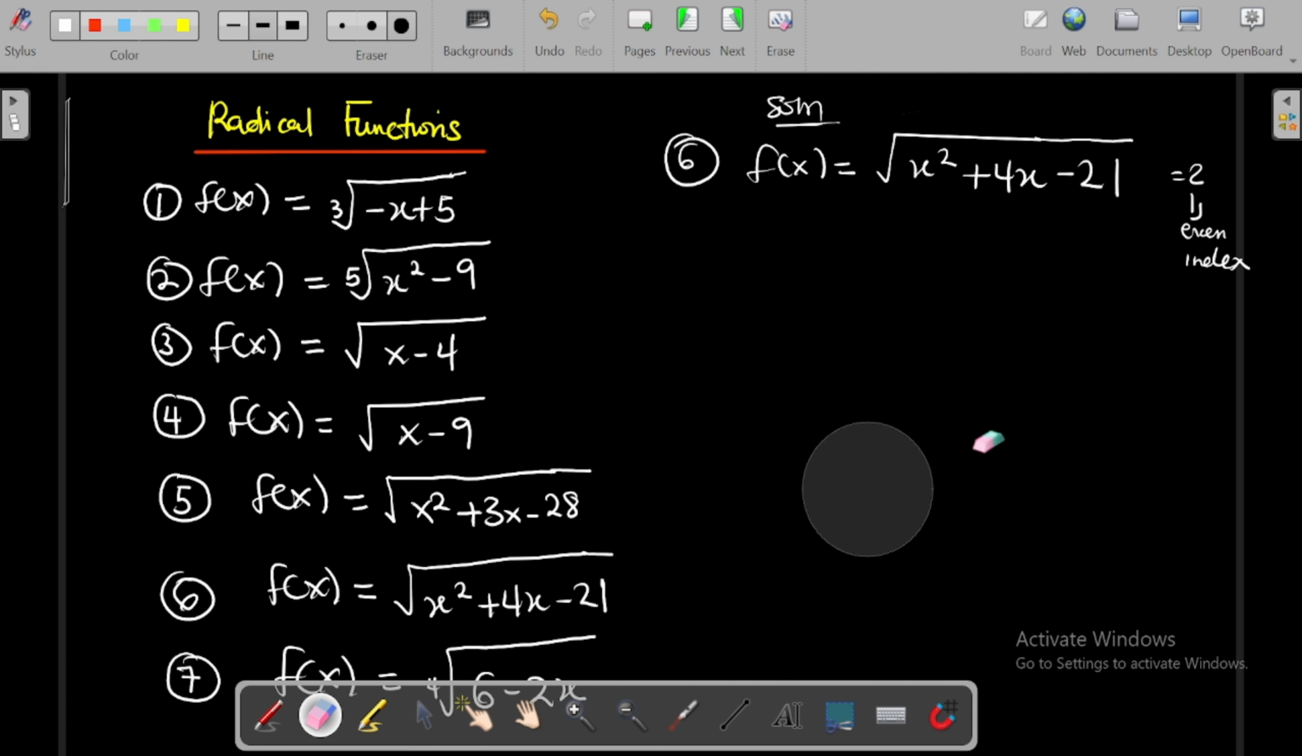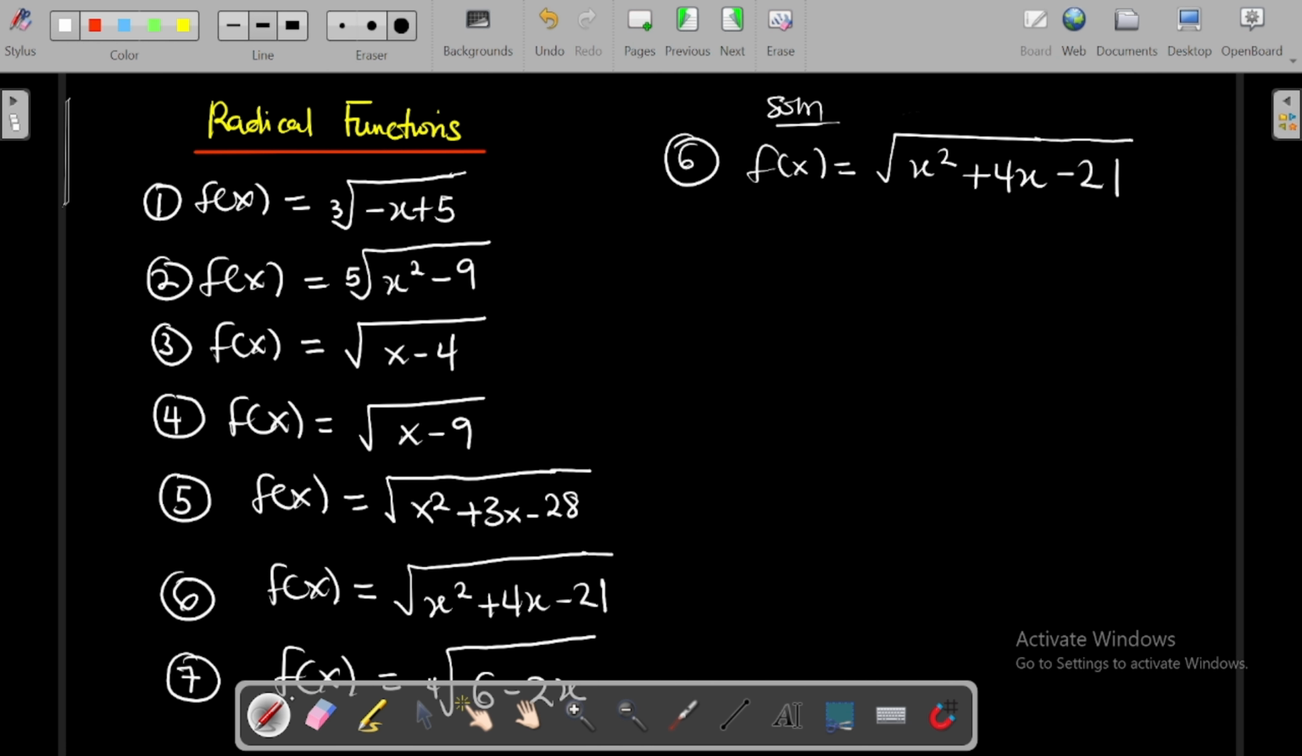Because it's an even index, it means that we have to equate what is inside the root greater than or equal to 0, because we don't want to have a negative value in the square root. Okay, so we equate it greater than or equal to 0. With the same principle of solving quadratic inequalities, you find your factors of 21. You know the factors of 21, 3 and 7. If you have negative 3 plus 7, you get positive 4. Negative 3 multiplied by 7, you get negative 21. So it means that negative 3 and 7 are the right factors.